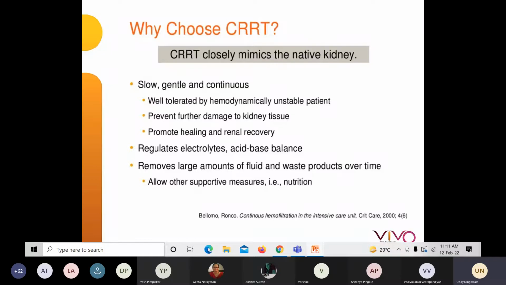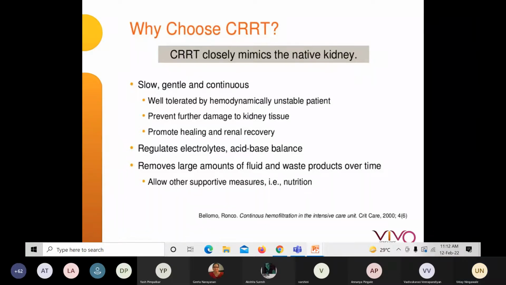Patients with any cardiac issues, or those who are critically ill with multi-organ failure, can be treated, as we will see further on how it can be used to prevent further damage to the kidney tissues. When the patient is put on CRRT therapy, further damage to the kidney can be slowed down or prevented, promoting healing and renal recovery. With the help of this supportive therapy, healing and recovery are possible.